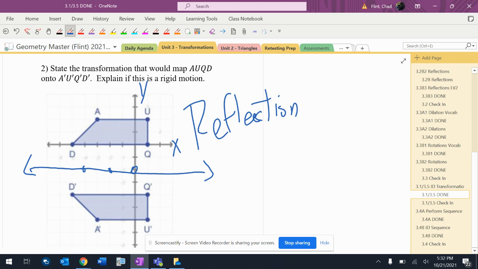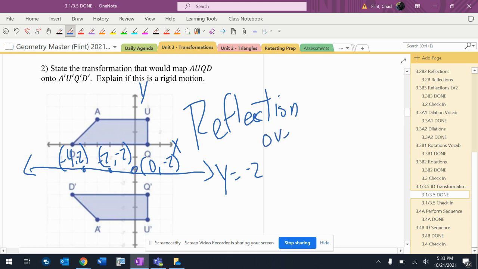On this line, every time I look at a point, that one's (0, -2), that one's (-2, -2), and that one's (-4, -2). So on this line, every single point has a y coordinate of -2. So that line is y equals -2. So it's a reflection over y equals -2.